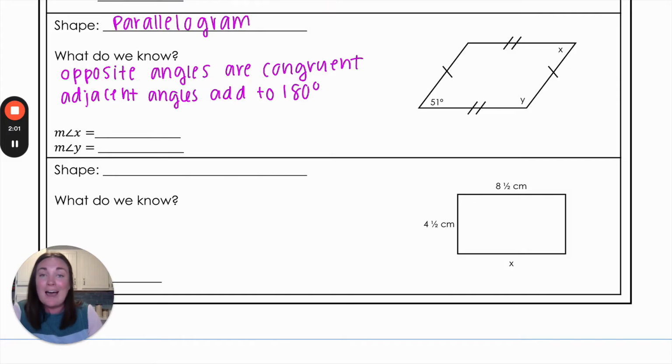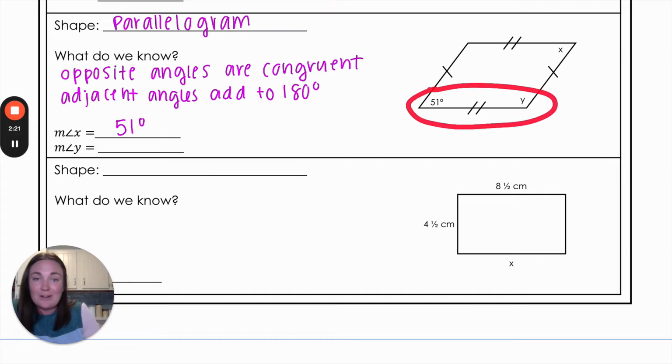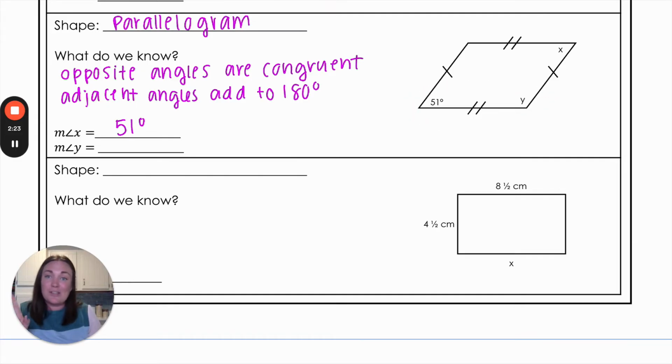Let's start with the first one. Opposite angles are congruent. If I know that this angle is 51, I know that the opposite angle, x, also has to be 51 degrees. So x is 51. Now, adjacent angles are next to each other, right? So 51 and y are adjacent to each other. They're next to each other, where 51 and x were opposite. So I know that these 2 angles together have to add to 180. So similarly to what we just did above with our quadrilateral, we're going to do 180 minus that 51. And we get that that missing angle is going to be 129 degrees.